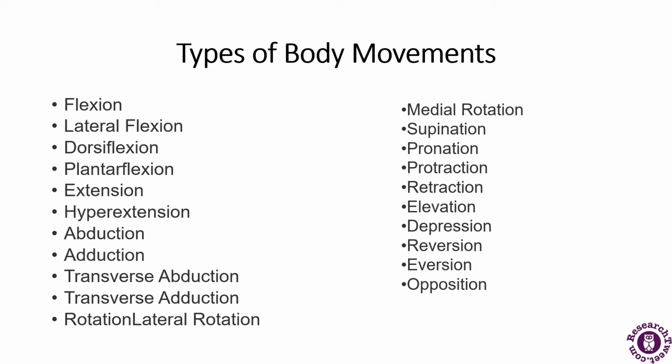Now I was talking about the types of body movement. These are all the types of body movements that are present in humans: flexion, lateral flexion, dorsiflexion, plantar flexion, extension, hyperextension, abduction, adduction, circumduction, rotation, lateral rotation, medial rotation, supination, pronation, protraction, retraction, elevation, depression, inversion, eversion, and opposition. So these are all the types of body movements.